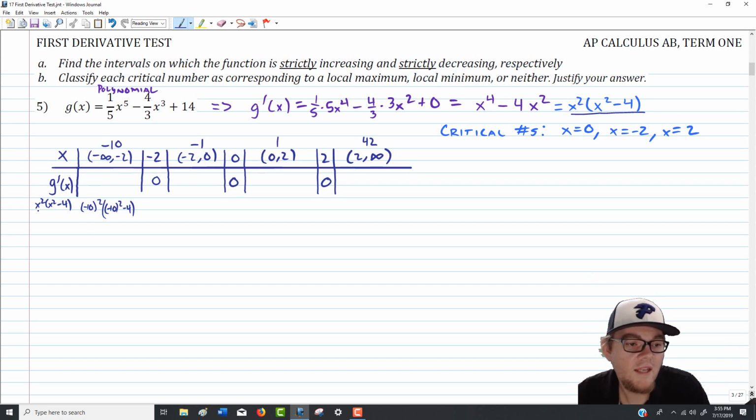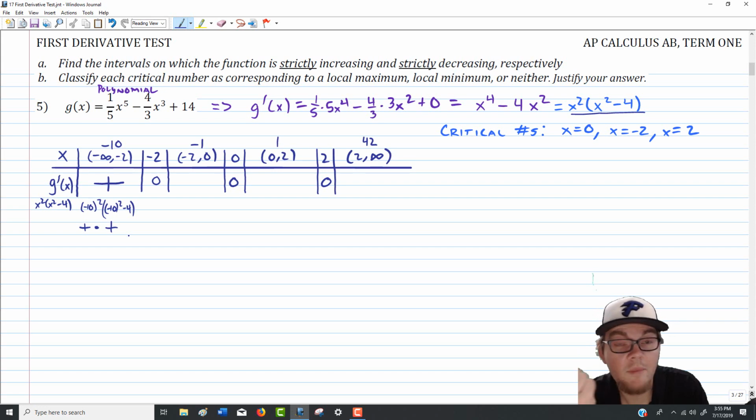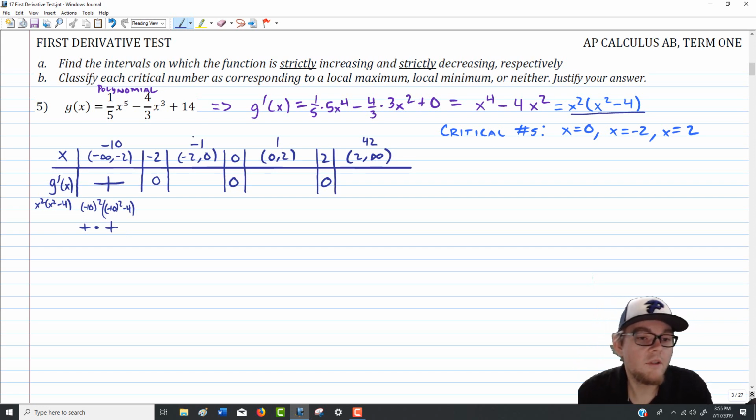So for instance, if you take a negative number and square it, you get a positive number. And if you put in negative 10 squared is 100, minus 4 is 96, that's positive also, which means the slope is positive there. So you can literally reason your way through and determine what that sign happens to be. Likewise, we can do the same thing with negative 1. So if we put in negative 1, we'll have negative 1 squared times negative 1 squared minus 4.